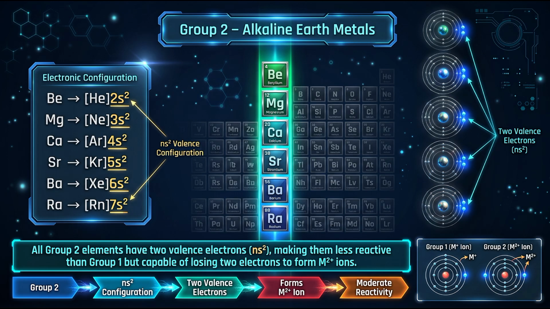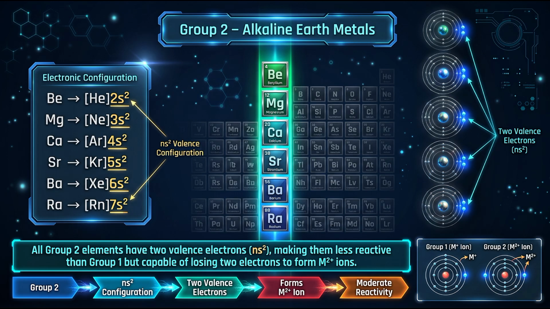The flow diagram in the image summarizes this behavior very clearly. It shows the sequence: group 2, ns² configuration, 2 valence electrons, forms M²⁺ ion, moderate reactivity. Here, M simply represents any metal belonging to group 2. This flow explains that having 2 valence electrons causes these elements to lose 2 electrons during chemical reactions, producing stable M²⁺ ions.